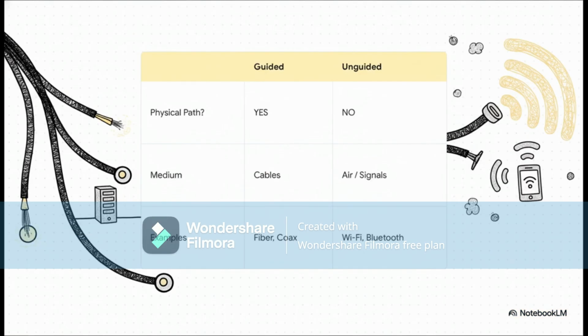Let's break this down. Is there a physical path? For guided, it's a big yes. For unguided, it's a hard no. What's the medium the data travels through? Well, for guided, it's cables. For unguided, it's just the air, using signals.